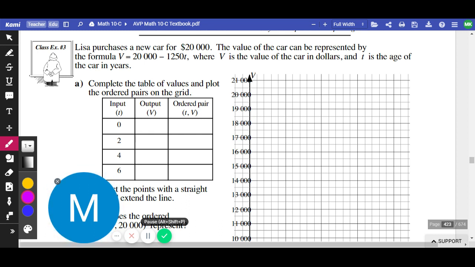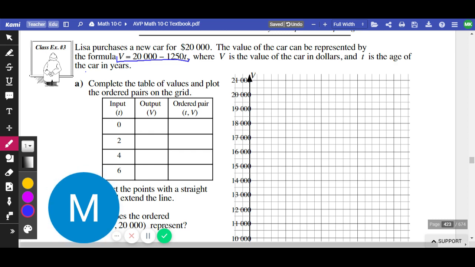So Lisa purchases a new car for $20,000. The value of the car can be represented by the formula, and they give us this nice little formula. Where V is the value of the car in dollars and T is the age of the car in years. Just looking at this equation, most of our equations have x's and y's, and our graphs almost always we talk about them as x's and y's, right? Where x is the input and y is the output.